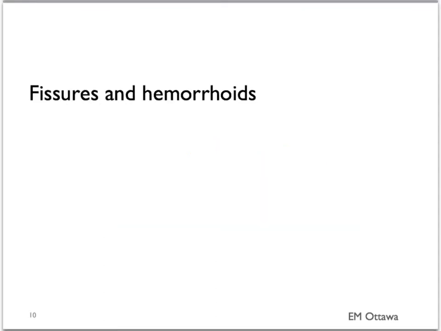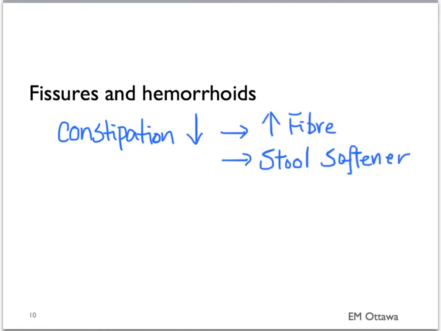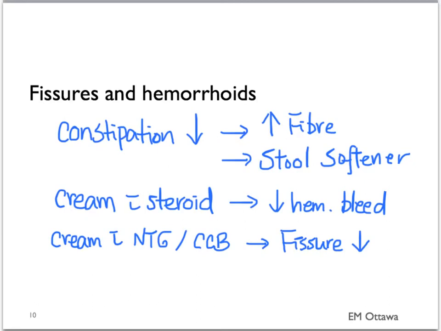And lastly, for fissures and hemorrhoids. These tend to bleed during bowel movement and are made worse by constipation. We can decrease constipation by increasing fiber intake and giving the patient a stool softener. Cream with steroid can decrease the amount of bleeding for internal hemorrhoids. Interestingly, cream with nitroglycerin or calcium channel blockers such as diltiazem have been shown in studies to decrease fissures. Both fissures and hemorrhoids tend to have a small amount of lower GI bleed that tends to resolve on its own.